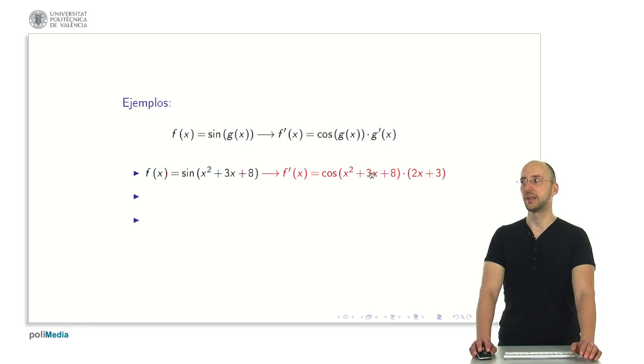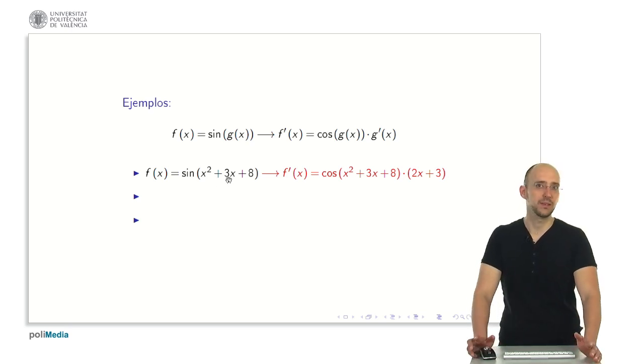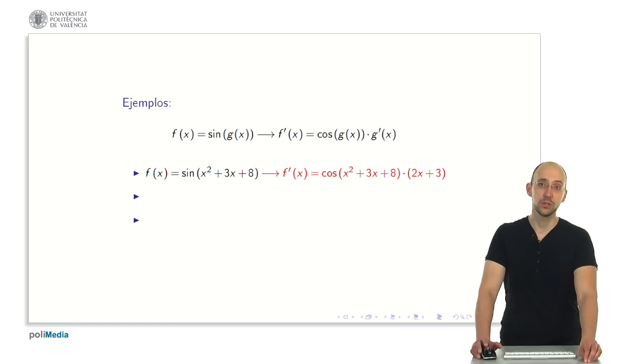Cosine of x squared plus 3x plus 8. And now, following this formula, I multiply by the derivative of g of x. Remember that g of x was this polynomial. Therefore, the derivative of the polynomial would be 2x plus 3. This derivative is very simple. The derivative of x squared is 2x. The derivative of 3x is 3. And the derivative of a constant like 8 is zero, so the result is 2x plus 3.